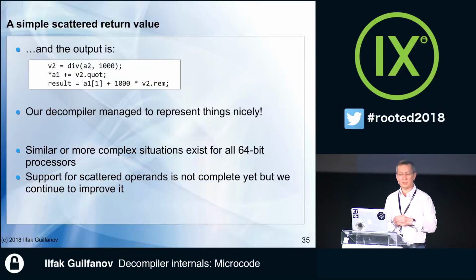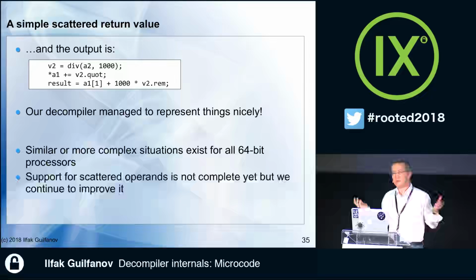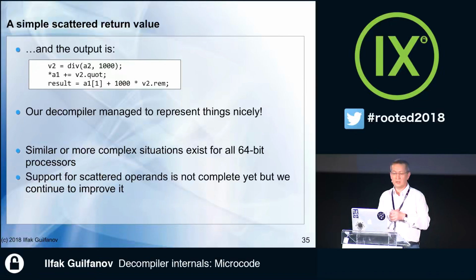Similar situations exist for all 64-bit processors. This scattered operand thing is very unpopular, let's say. It's a standard thing, defined by the ABI. We have no choice. It's difficult to support, but we have to support them. Otherwise, it is impossible to generate nice code.